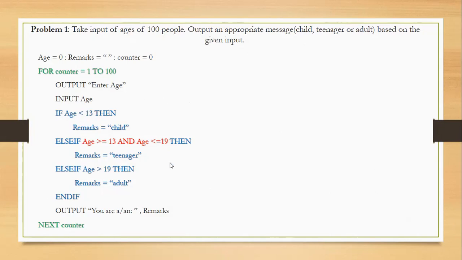Okay, now, if I ask you this thing that is in red, what is it doing? Can anyone help me out with this? Age greater than or equal to 13 and age less than or equal to 19. So what will be your reply? What is happening here?